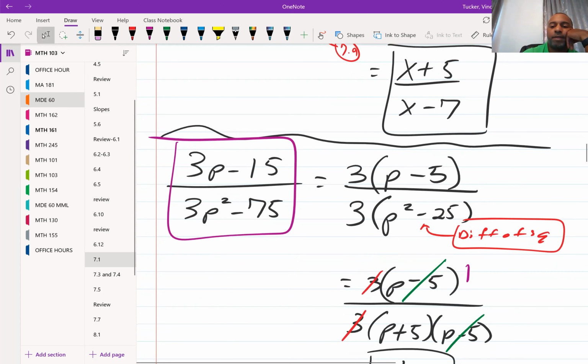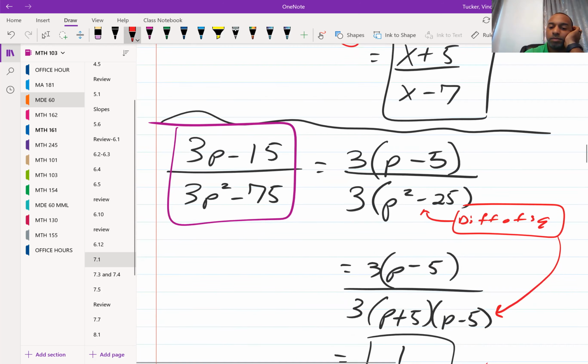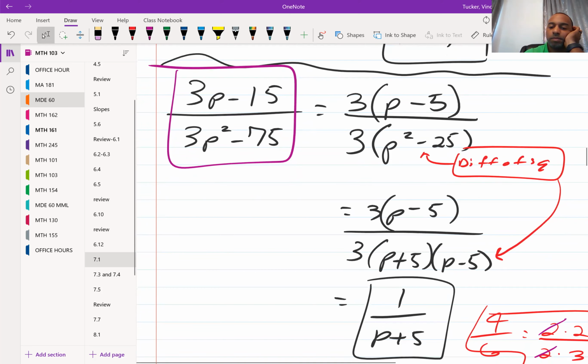In the denominator, I have a difference of squares. So that breaks down to p plus 5 times p minus 5. Now cancel out what is in common between the numerator and denominator, which is the 3's, and then there's p minus 5. Don't forget, when everything in the numerator cancels, it leaves me with 1. So that would be 1 over p plus 5.